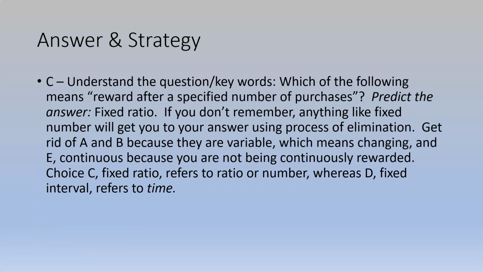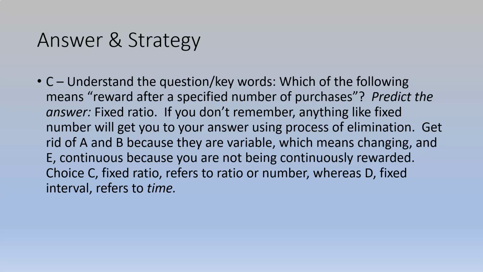All right, so answer choice and strategy. First of all, the answer is C. Then you want to understand the question and the keywords, right? So which of the following means reward after a specified number of purchases? Specified means they tell you exactly how many purchases you have to make to get the reward, right? And then predict the answer. In this case, a fixed ratio. If it's a set number, it's fixed.